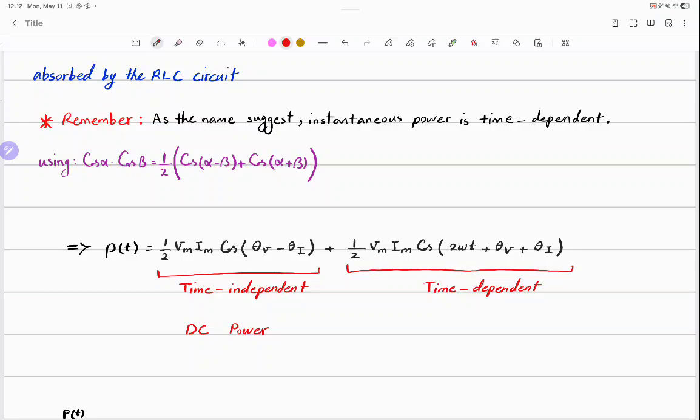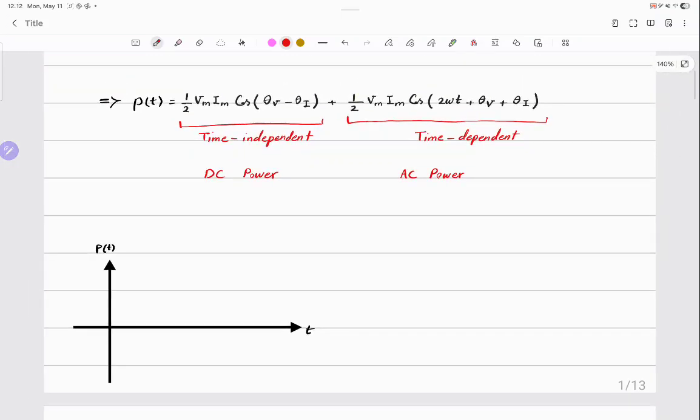Similar to that, can you give a proper label to the second term? AC power. What does it mean? What we have established so far is that instantaneous power is made of two terms, the DC power and the AC power. DC power is time independent and AC power is time dependent. Okay? Let's just plot something so you understand what I mean by that.